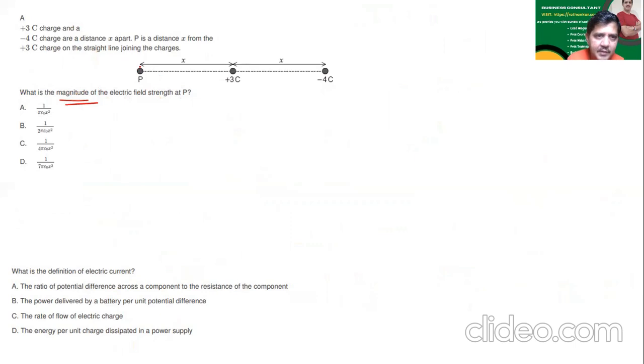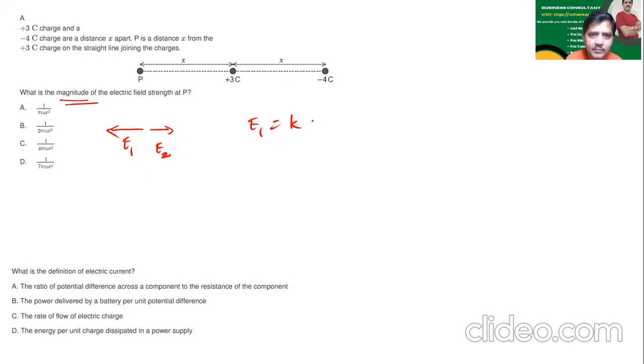Now what can happen at point P? Point P will experience an outward electric field due to this plus 3 charge. So it is outwards like this. And due to this charge, it will be inward like this. Now we need to calculate what is E1, what is E2, and then we need to subtract them. Why subtract? Because you see, they are in opposite directions. Okay, now let us find out E1. E1 should now be K.